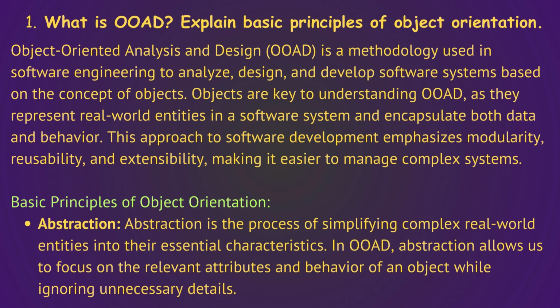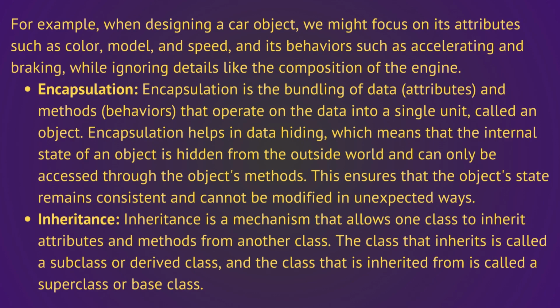Basic principles of object orientation. Abstraction. Abstraction is the process of simplifying complex real-world entities into their essential characteristics. In OOAD, abstraction allows us to focus on the relevant attributes and behavior of an object while ignoring unnecessary details. For example, when designing a car object, we might focus on its attributes such as color, model, and speed, and its behaviors such as accelerating and braking, while ignoring details like the composition of the engine.